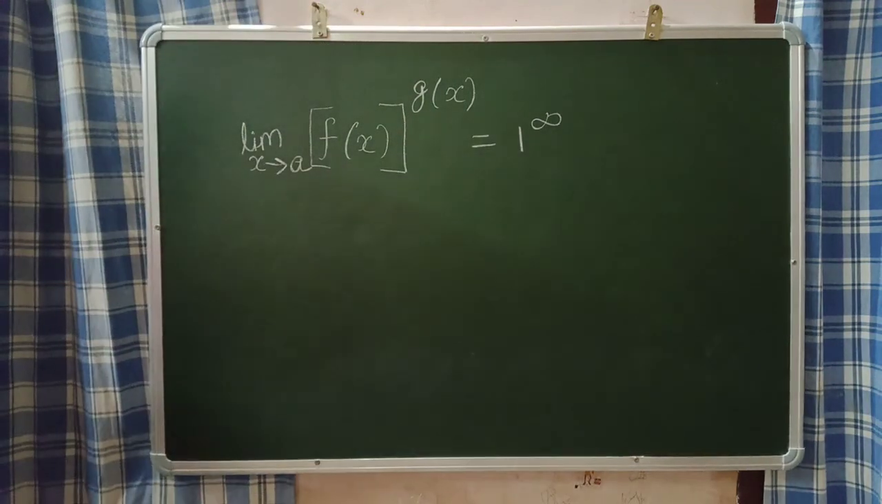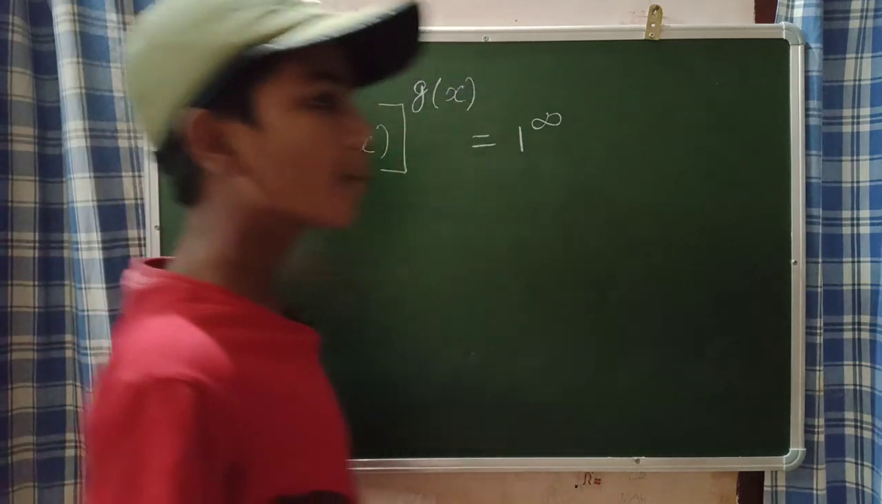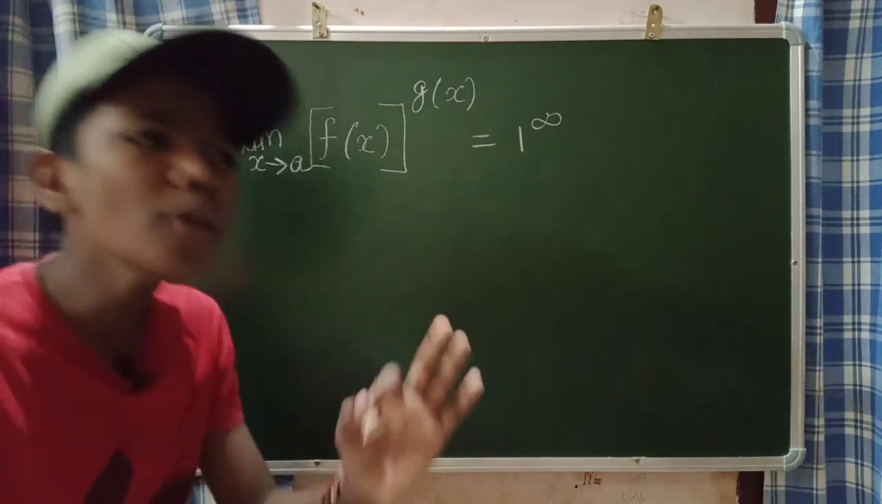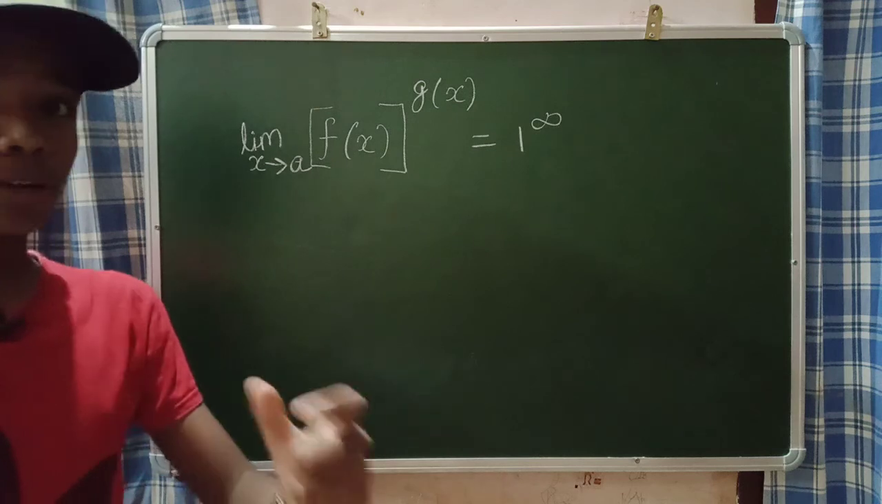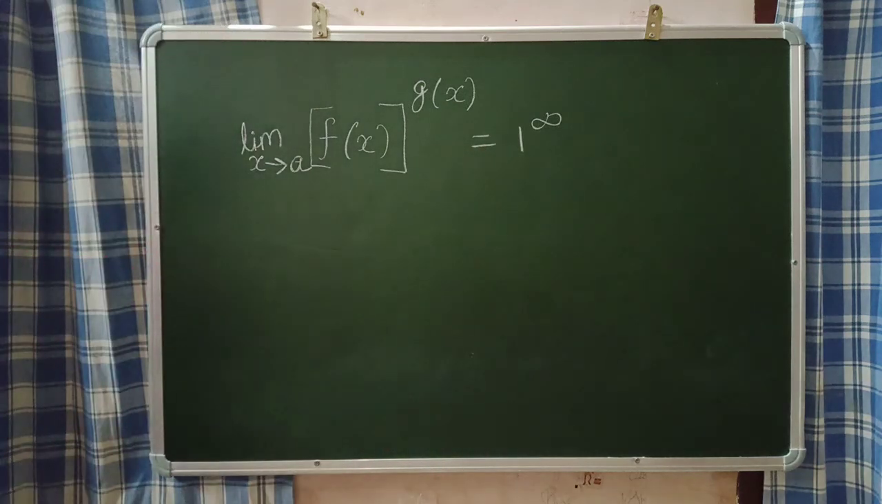As we know, we are getting limit of x tends to a of f of x to the power of g of x as a 1 to the power of infinity form. In order to break this indeterminate form, how would you solve this? Listen very carefully, guys, because the very important part which I am going to say, even in JEE Main they ask these type of questions. So how would you do?